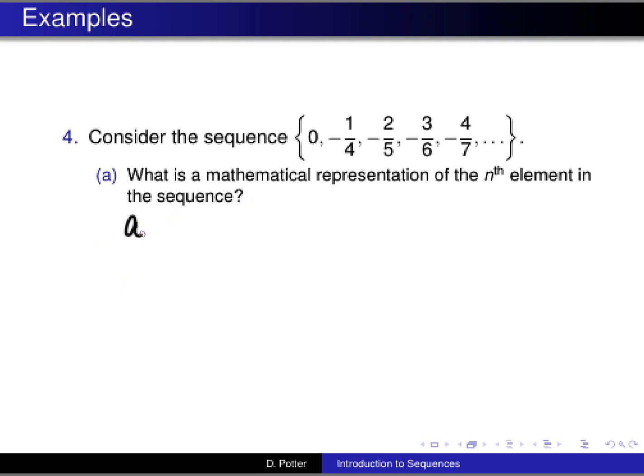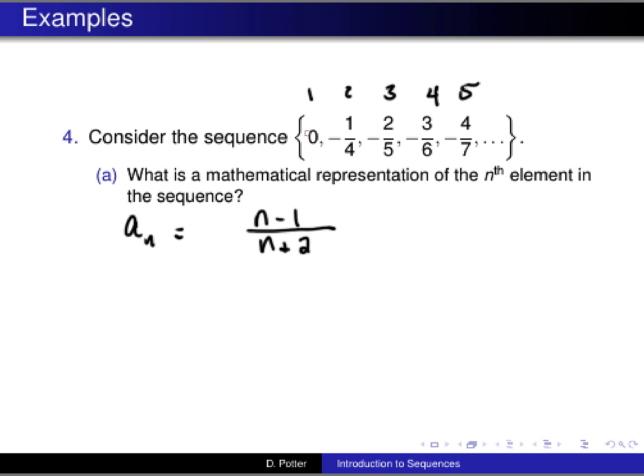My a sub n looks like it'll be, so if we're starting at n equals 1, the top's going to be n minus 1. That's if this is the first one, this is the second one, this is the third one, this is the fourth one, this is the fifth one. Hopefully you can see, my numerator is just 1 less than my index. And what about my denominator? Well, my denominator is 2 more than my index. So it'll be over n plus 2.